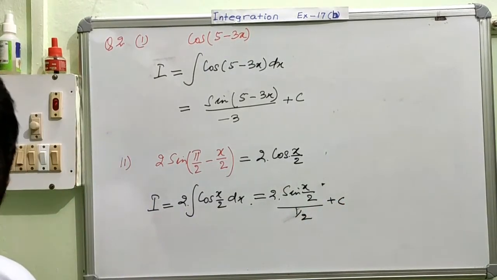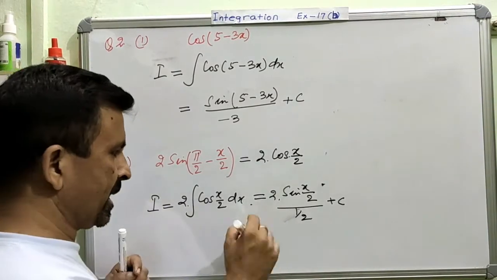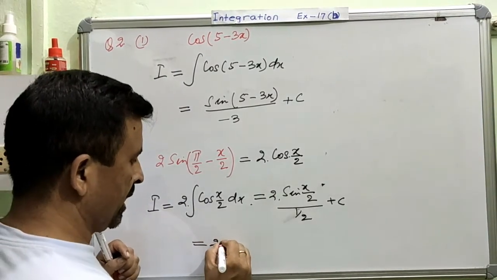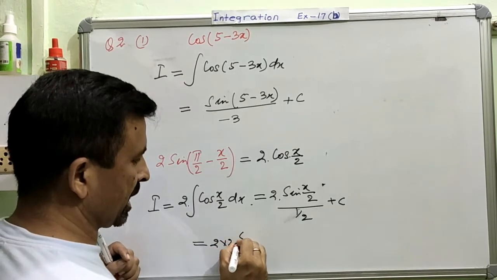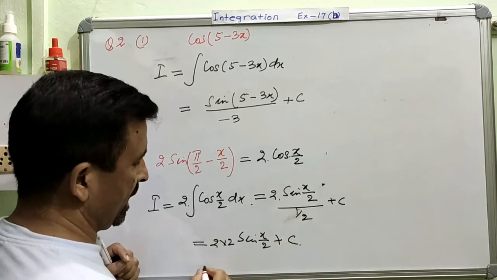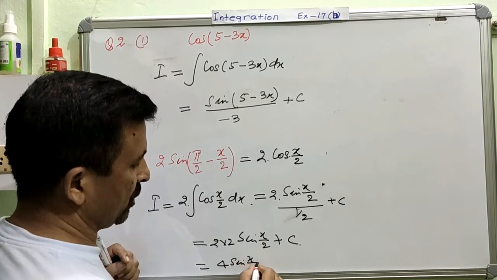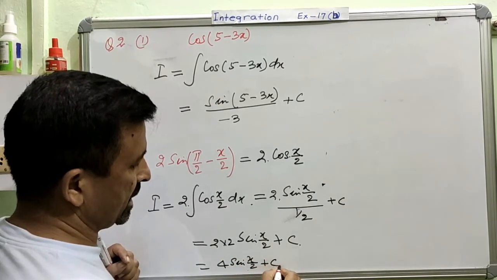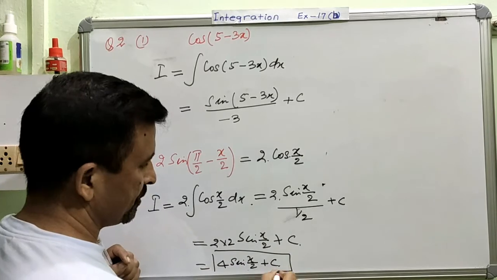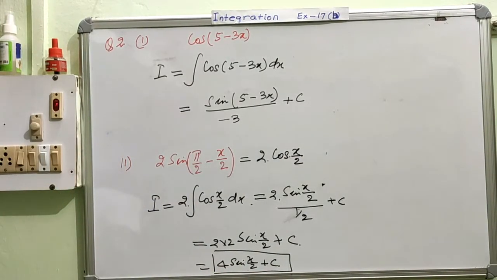Am I very clear or not? After this, what we can do is this will go upside down. So it will become 2 into 2 sine x over 2 plus c. Finally your answer is 4 into sine of x over 2 plus c. This becomes your answer. Am I clear? This was your question number 2.